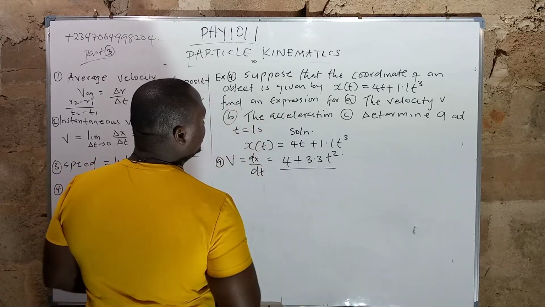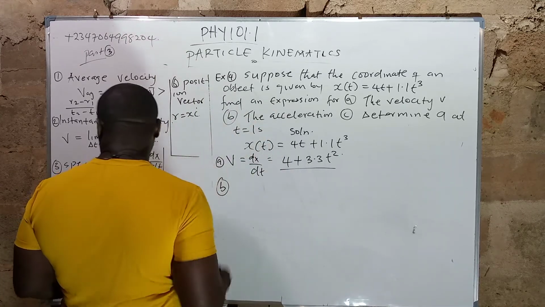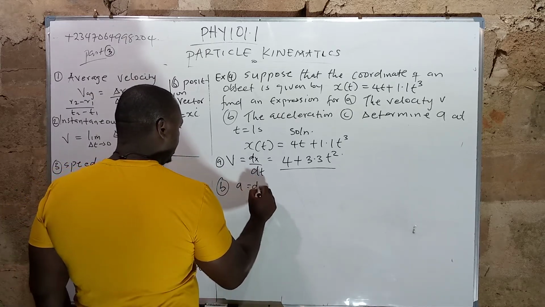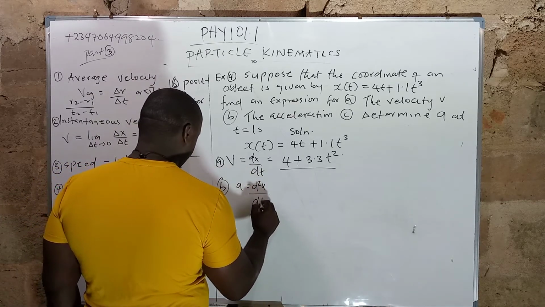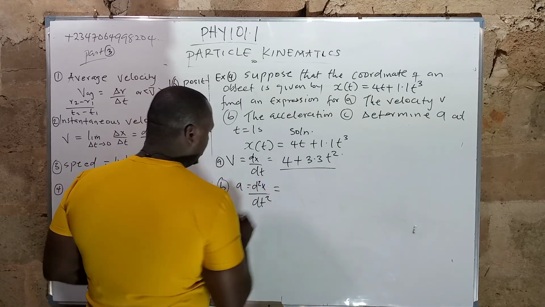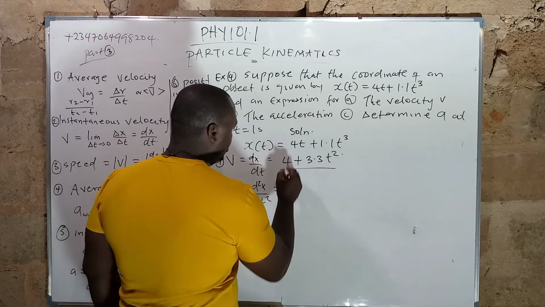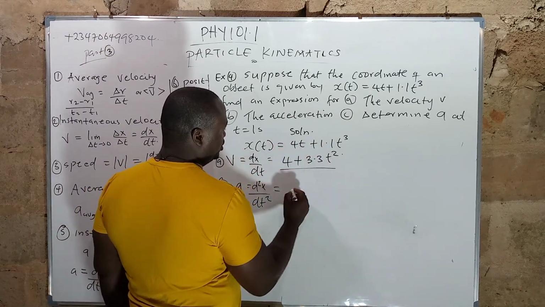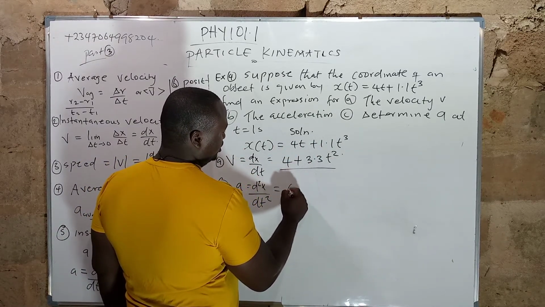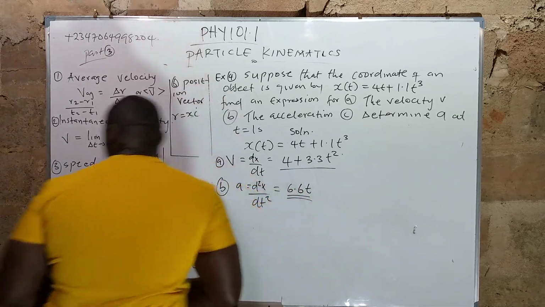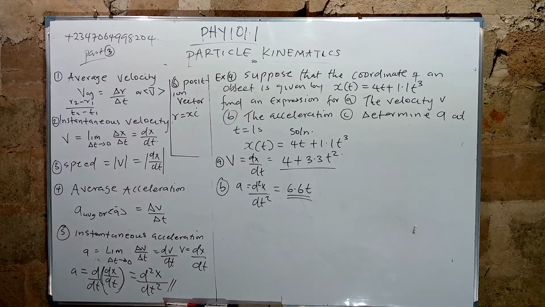Number B, determine the acceleration. The instantaneous acceleration is d squared x over dt squared. So what I'm going to do is differentiate the velocity immediately. This should give you 0 and this will give you 6.6t. This is the answer to number B.